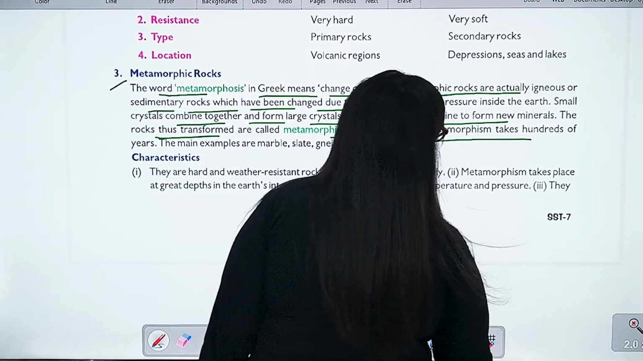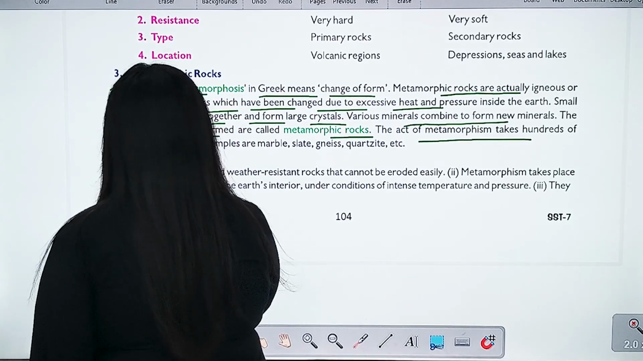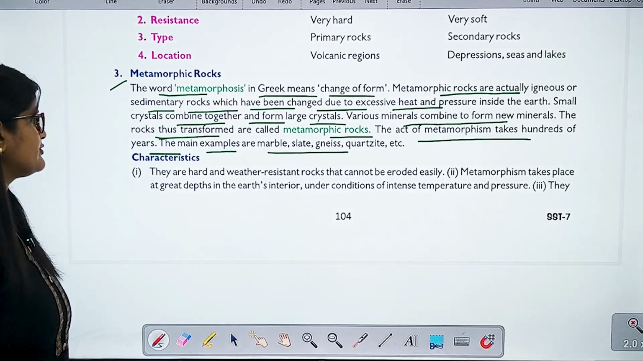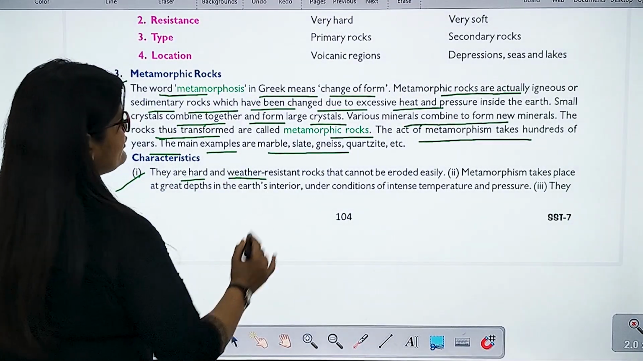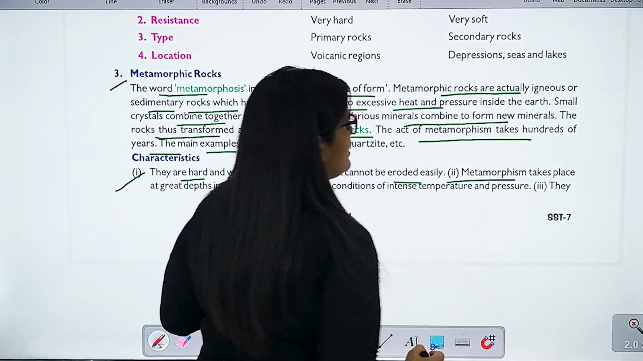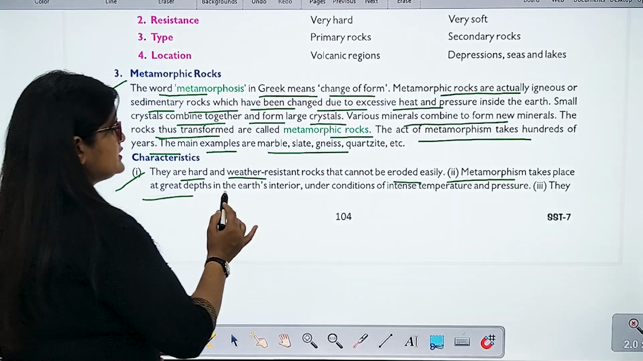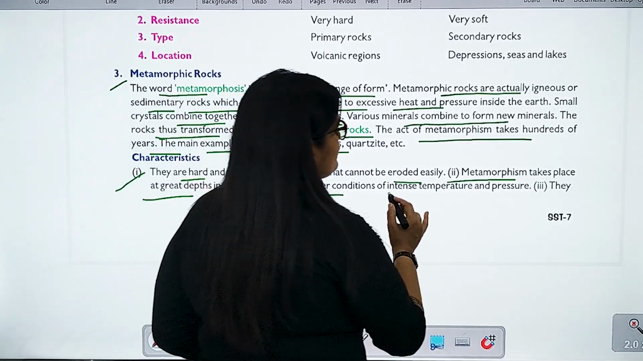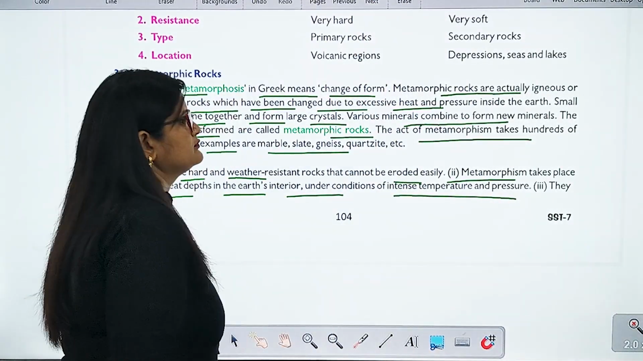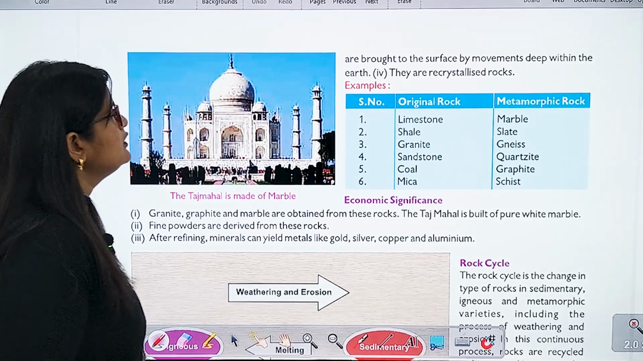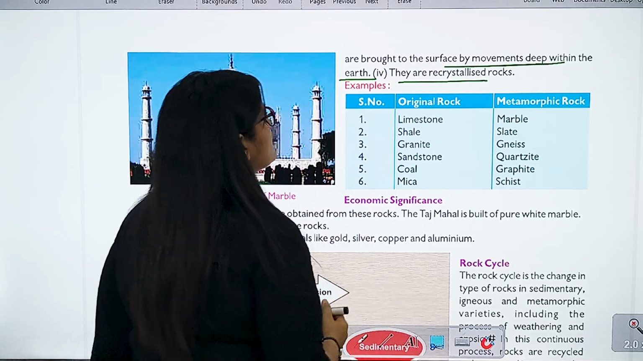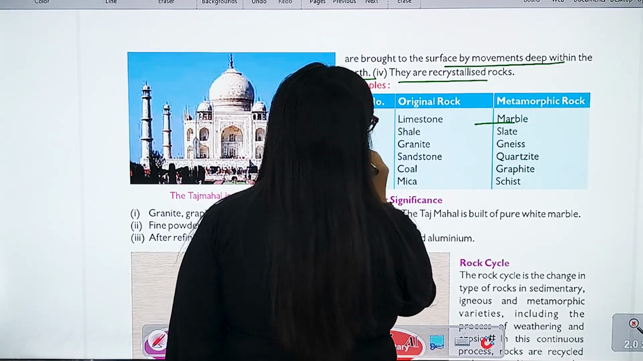The act of metamorphism takes hundreds of years. The main examples are marble, slate, gneiss, quartzite, etc. Characteristics. They are hard and weather resistant rocks that cannot be eroded easily. Metamorphism takes place at great depths in the Earth's interior under conditions of intense temperature and pressure. So they are brought to the surface by movements deep within the earth. They are recrystallized rocks. Example, limestone, marble.